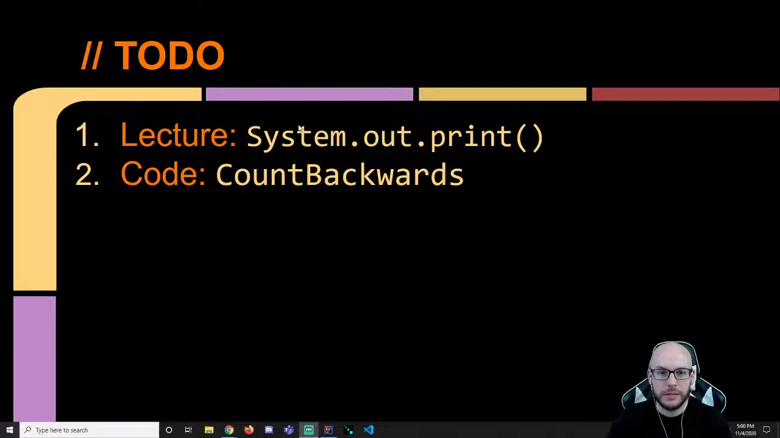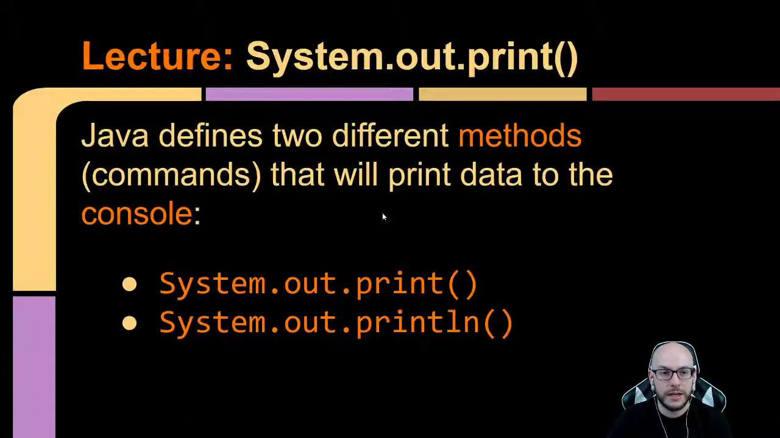All right, here we go. This one's a short one. We're going to talk about System.out.print. Not System.out.println, System.out.print. And we'll kind of use it to count backwards.